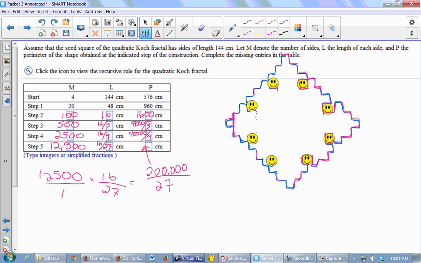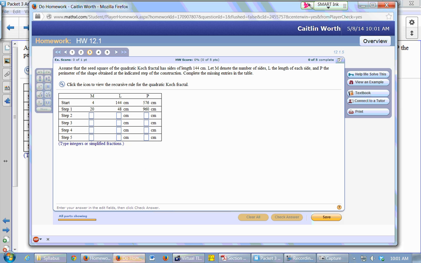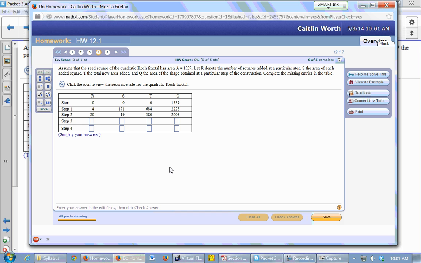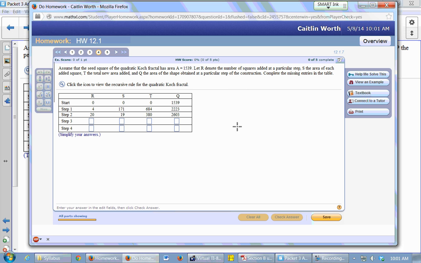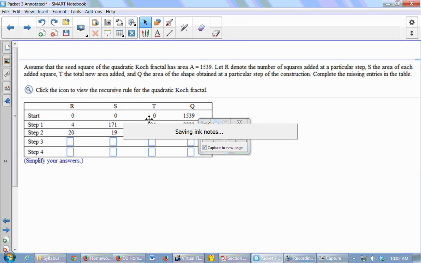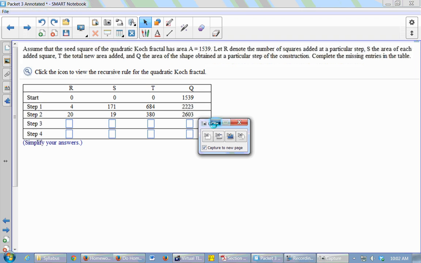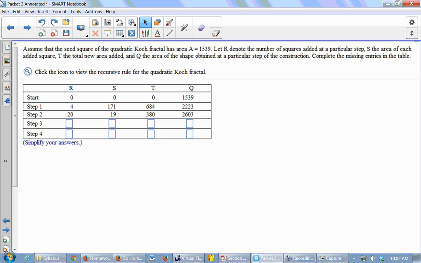All right, so the next one, I think we're supposed to look at the area of the Koch snowflake. Not the Koch snowflake, the quadratic Koch snowflake. All right, so we do a similar investigation to what we did with the Koch snowflake, but for the quadratic one. And look at, they were so nice to do 2 lines for us. Maybe we can just guess the rules without having to draw it, right?